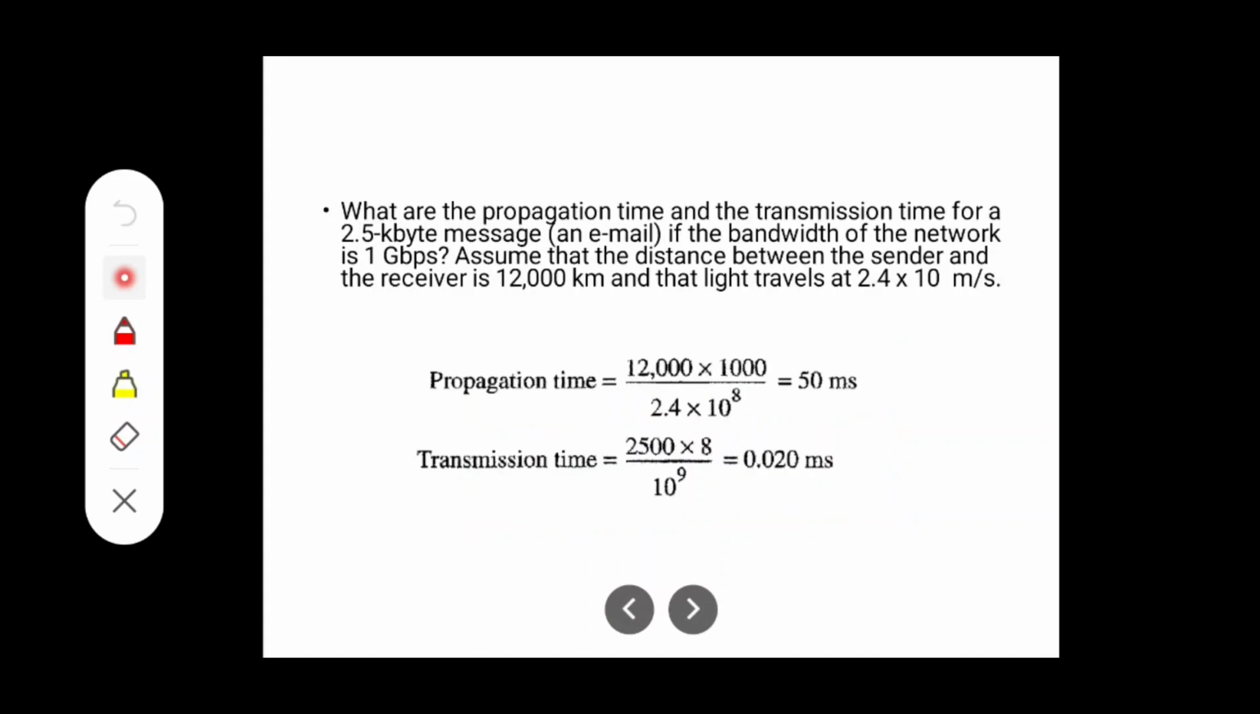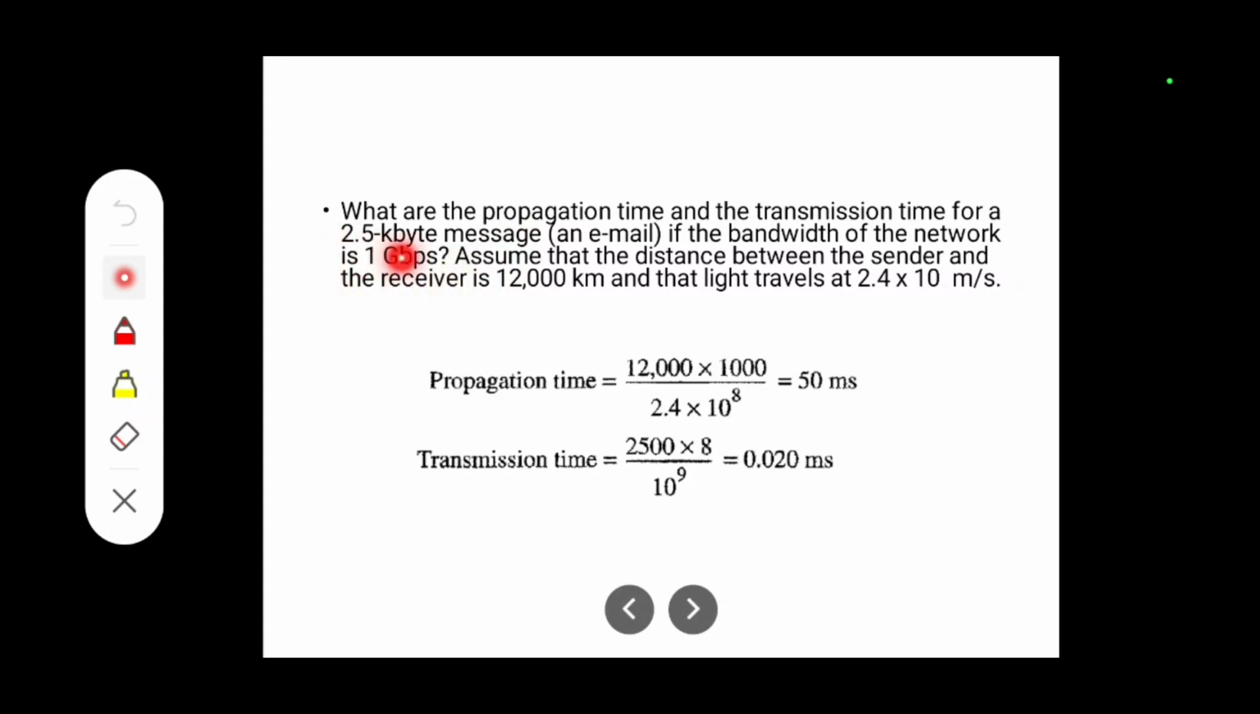The next question: what are the propagation time and the transmission time? In this question we have to compute both. For a 2.5 KB message, the size of the message is 2.5 KB, and the bandwidth of the network is 1 Gbps. Here the message size and the bandwidth are given, so we can compute the transmission time. The transmission time is the message size by bandwidth.